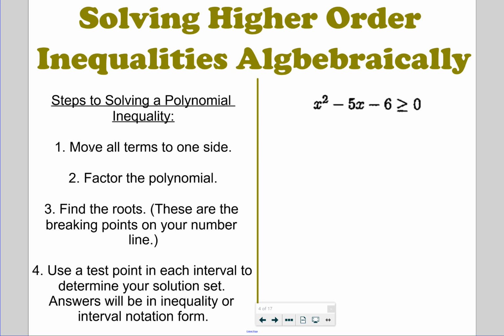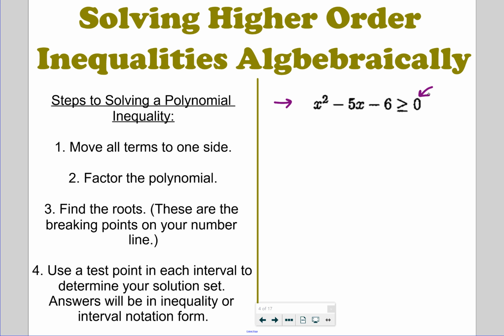In your first step, you're going to move all terms to one side, and we're going to do this first problem together as we run through the steps so you can see what each of these look like. So this problem, this inequality, already has 0 on one side. If it didn't, I would have to shift everything over. You may have to reorder some terms as well. Remember, it's always really nice to have your powers in descending order, exponents highest to lowest.